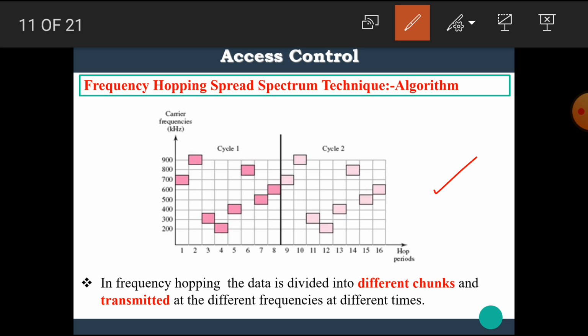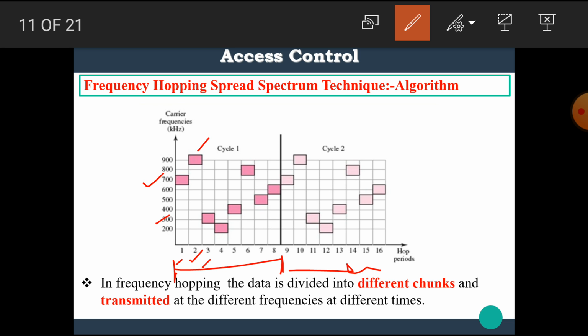In frequency hopping, the data is divided into different chunks and is transmitted at different frequencies at different times. Here the graphical representation of the frequency hopping spread spectrum technique is shown, in which we can see that at the first instant the carrier frequency of 700 is transmitted. At the second instant the frequency of 900 is transmitted. At the third instant the 300 kilohertz frequency is transmitted, and so on. After completing one cycle, the process repeats.